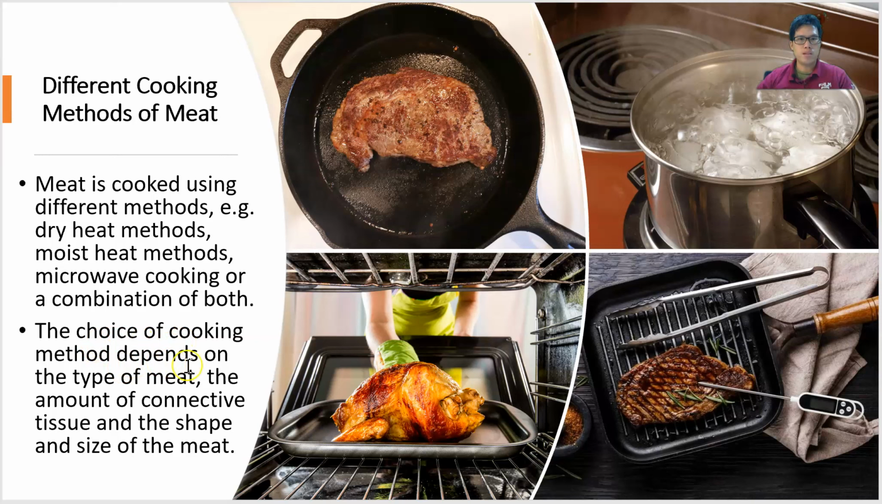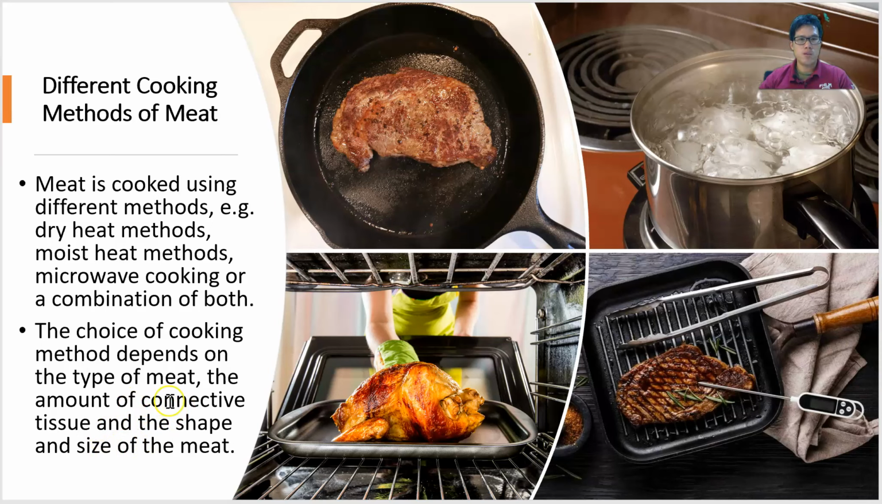The choice of cooking method depends on the type of meat, the amount of connective tissue, and the shape and size of the meat. For example, if you are talking about a whole chicken, you wouldn't pan fry the whole chicken; you would grill it, allowing the heat to go inside. That's why it has to do with the size and the shape, and the type of meat as well. Some meats are better in grilling compared to boiling, for example. So all these are different cooking methods, depending on the type of meat, the amount of connective tissue in there, and the shape and size of the meat.